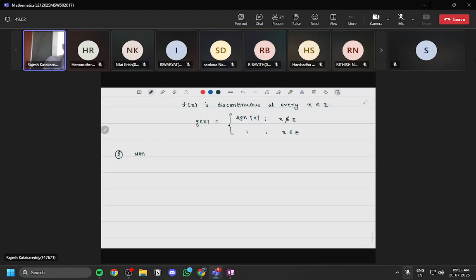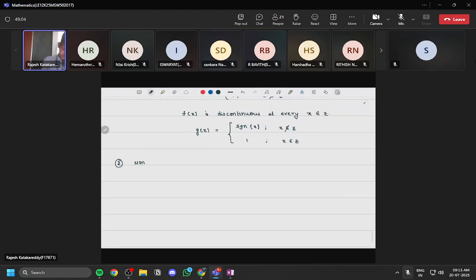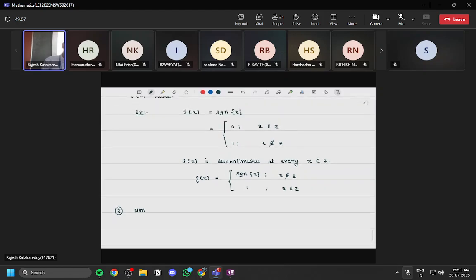Why is g of x continuous? Signum of the fractional part of x means you will get 1 when x does not belong to Z. It will be 1.